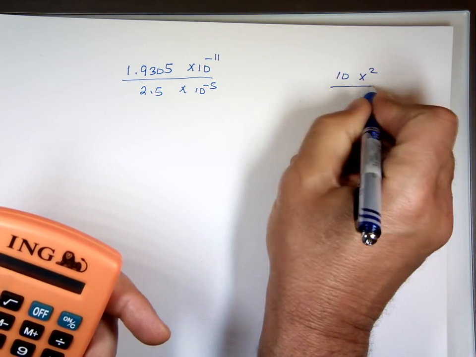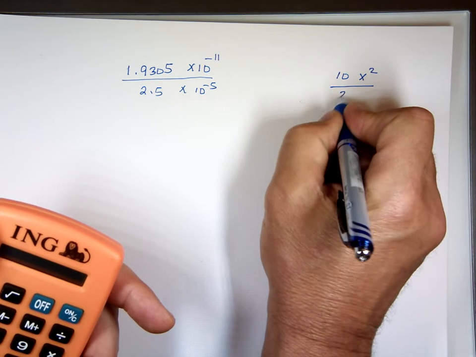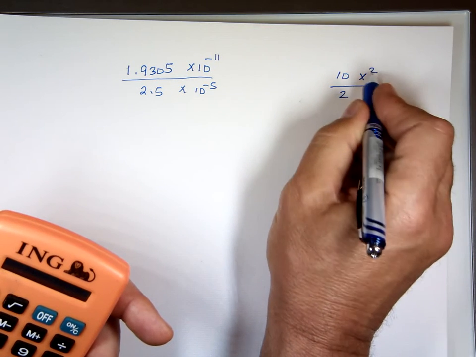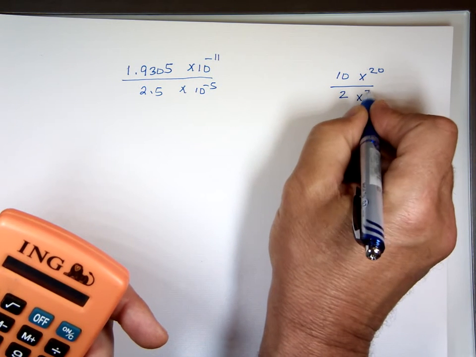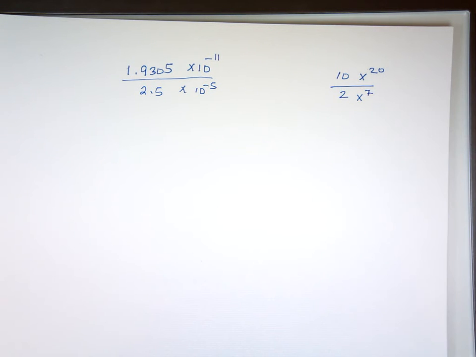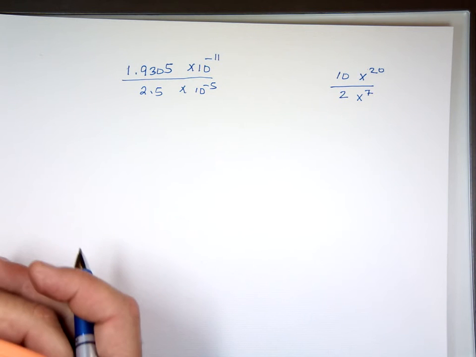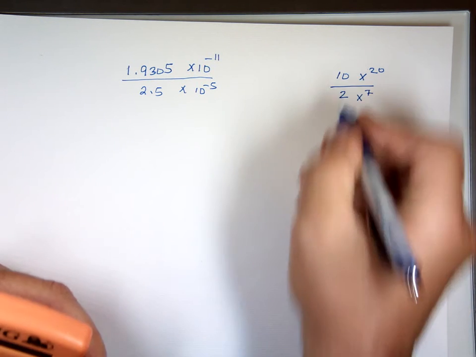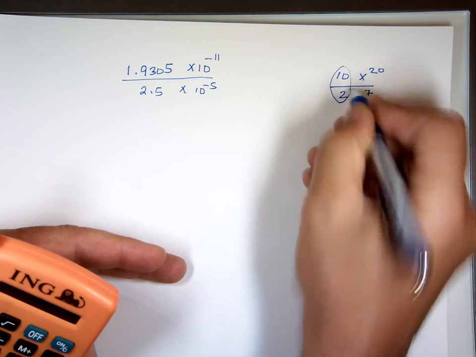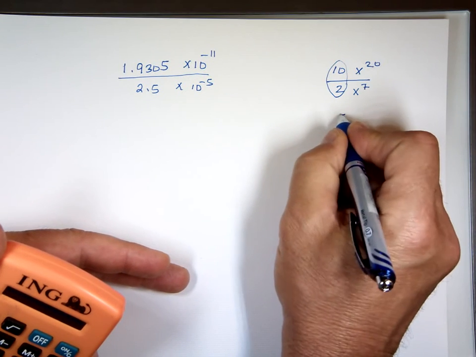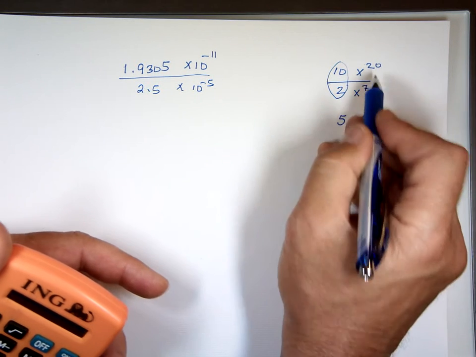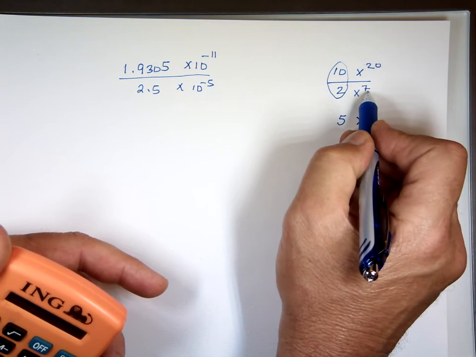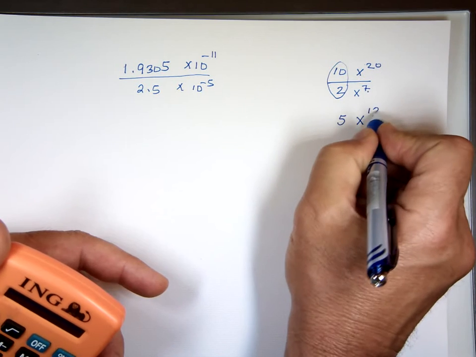10x squared divided by 2, well, 10x to the 20th divided by 2x to the 7th. How would you do that? What about the numbers first? Divide the numbers. 10 divided by 2, which is what? 5. And what do you do with the exponents? Subtract them. 20 minus the 7, which is what? 13. Well, this is the same thing.